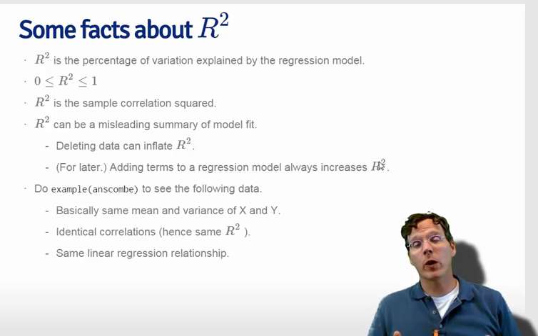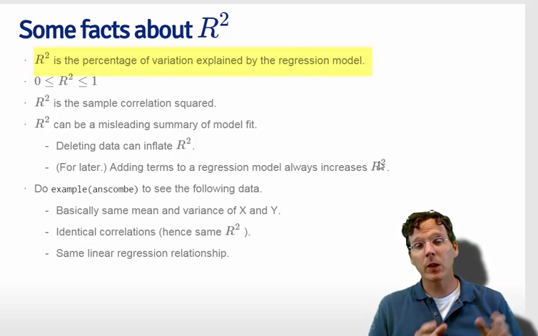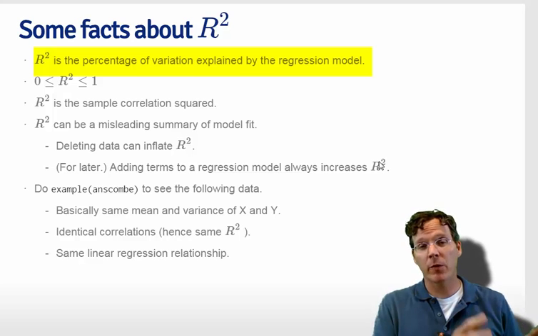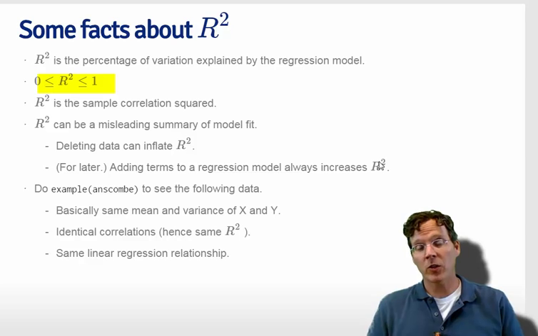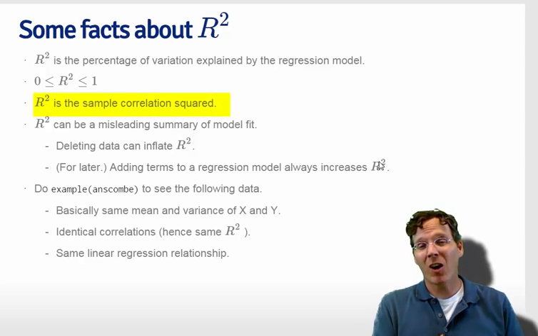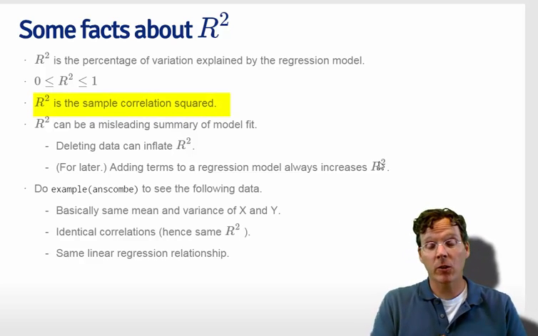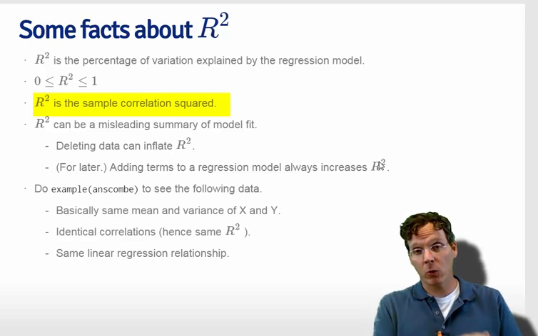Some facts about R squared that you need to keep in mind. Just to remind you, R squared is the percentage of the variation in the response explained by the linear relationship with the predictor. R squared has to be between 0 and 1 because the regression variability and the error variability, the sums of squares, add up to the total sums of squares, and they're all positive, so that forces R squared to be between 0 and 1. If we define R as the sample correlation between the predictor and the outcome, then R squared is literally that sample correlation R squared.